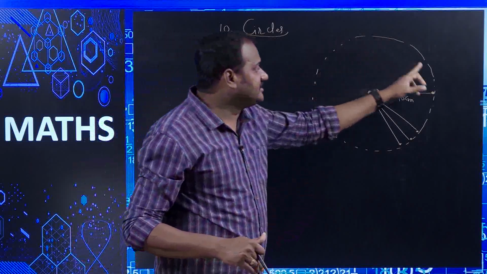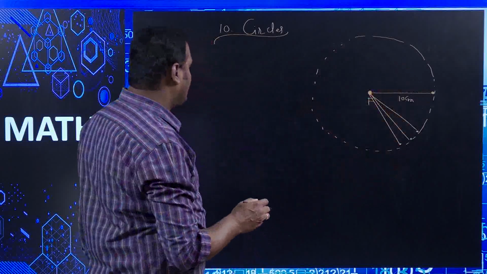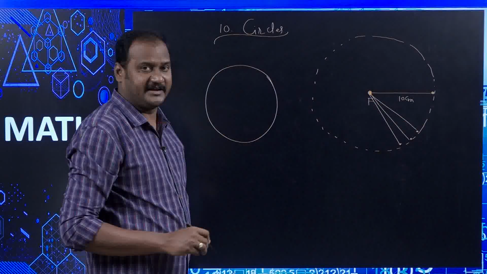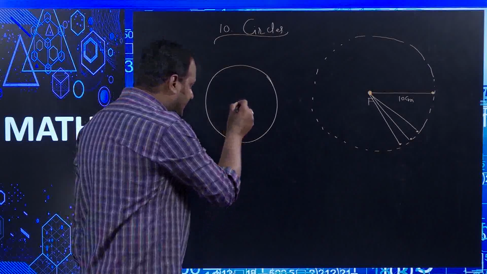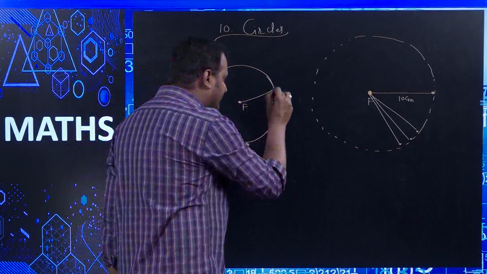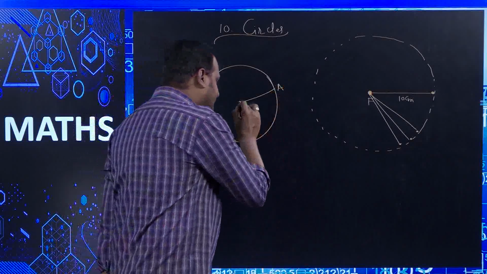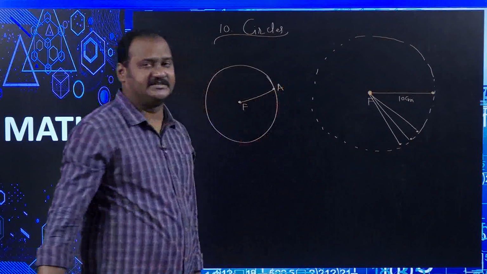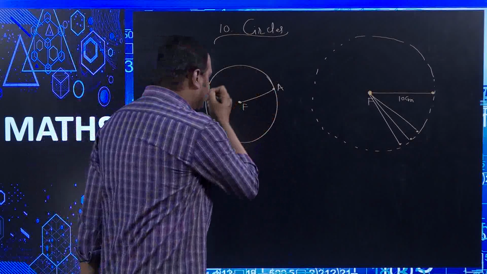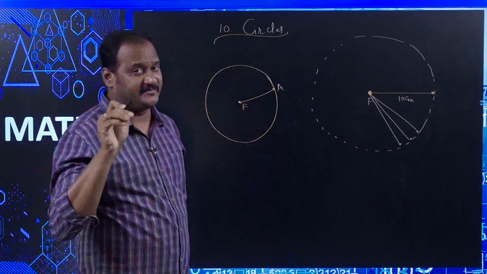All these points together constitute a circle, and there is one fixed point. If you take one point, let this point be A, then the distance from that point to the fixed point is said to be the radius of the circle. And the circle is the combination of infinitely many points which are equidistant from a fixed point.